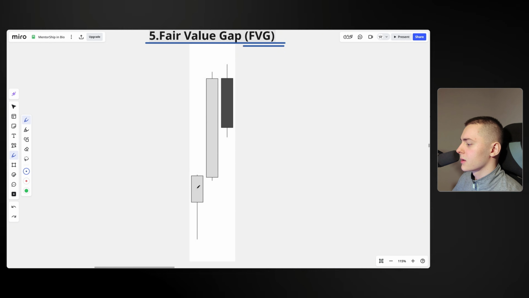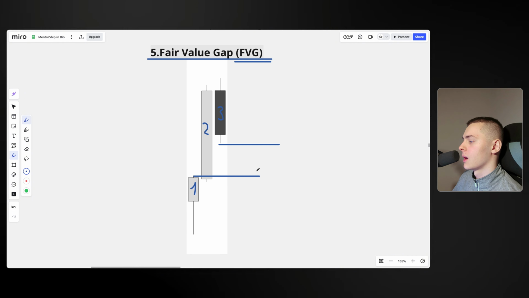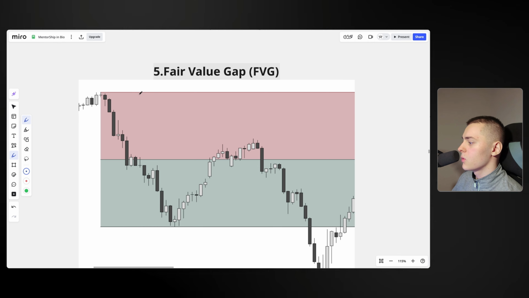An FVG consists of 3 candles. We have candle number 1, we have candle number 2, and we have also candle number 3. Right between candle number 1 and 3, there's a gap forming right in here. That is basically a fair value gap. Now, how can we trade this? Now, I'm going to go back to the chart that we have just talked about to make things very clear and easy to understand. Now, how do you trade fair value gaps?